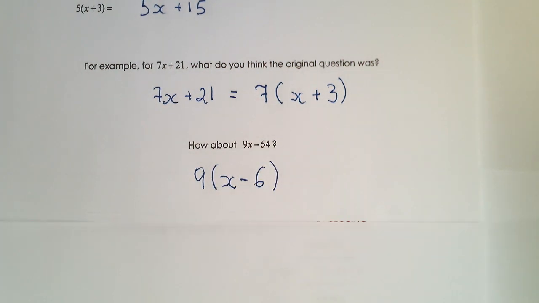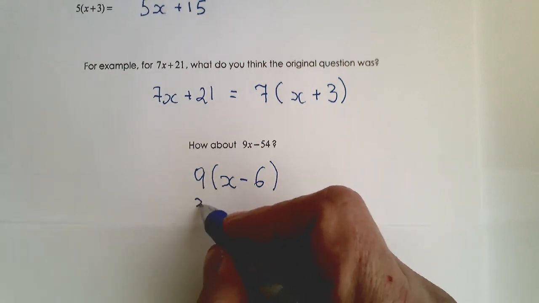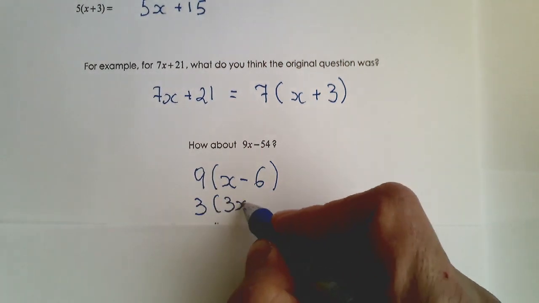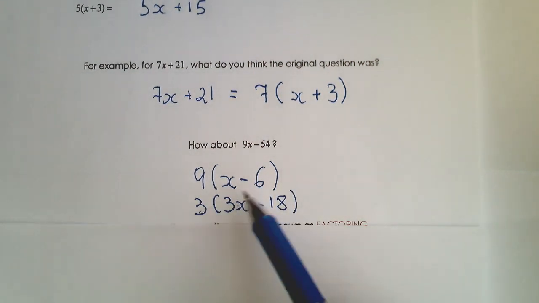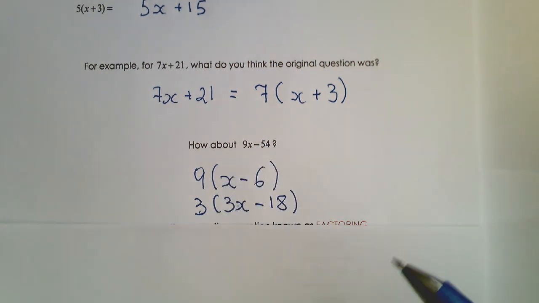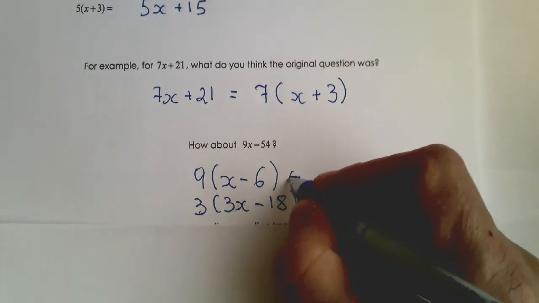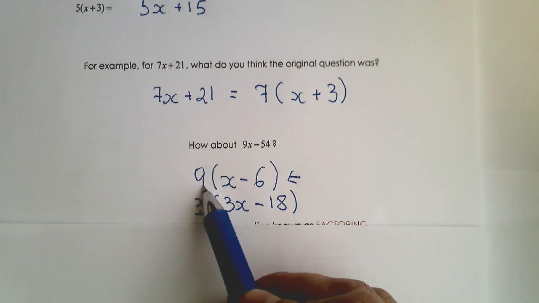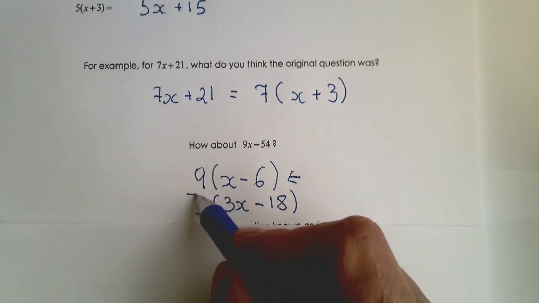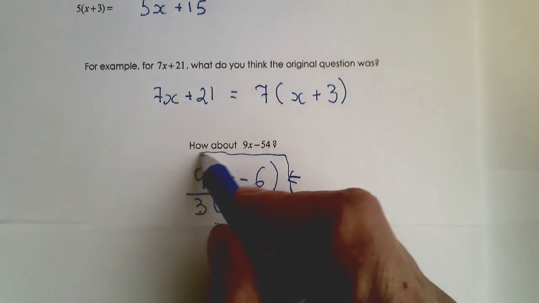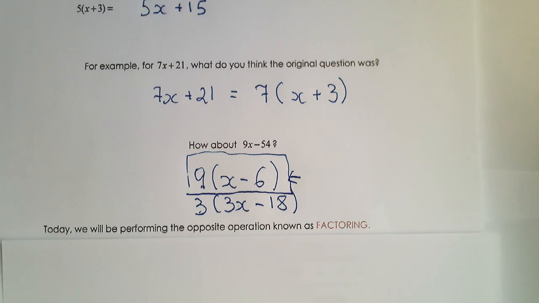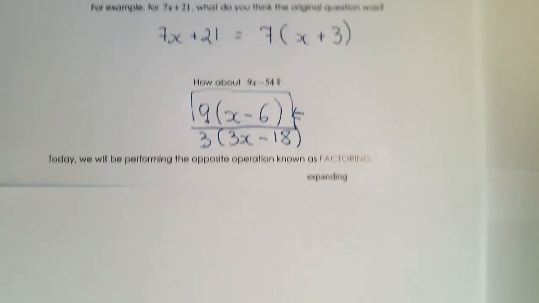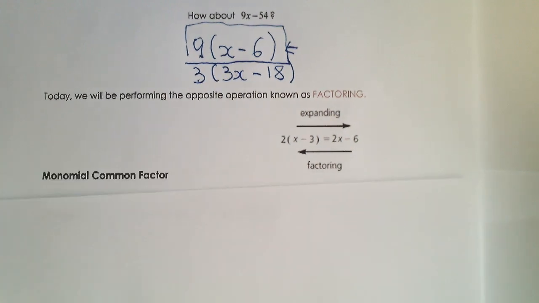But some of you could have written 3 bracket 3x minus 18. And if I were to expand it back, I will get this expression. Both of the answers are correct, but we would like to always factor the greatest common factor at the front. So this is the format that we would prefer, with the greatest common factor outside the bracket. All right, so hopefully you're kind of understanding it right now, that factoring is the opposite of expanding.